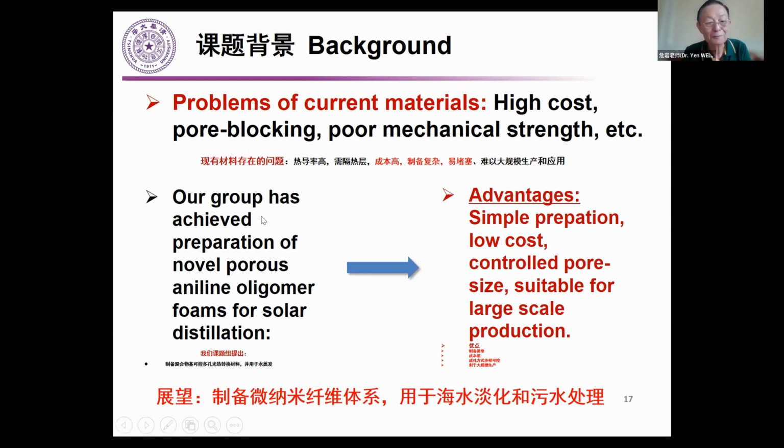So our group go and achieve use very cheap materials, aniline, polyaniline oligomers, which is invented in my lab. We use the foam as this interfacial foam. Therefore, you have a very simple, very cheap preparation, very cheap, low cost. We can control the pore size. Okay, we can do large scale production.